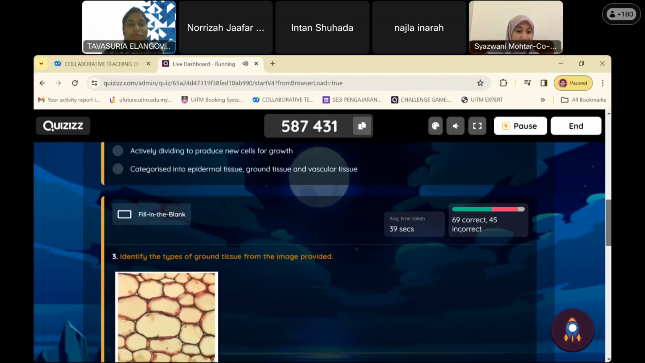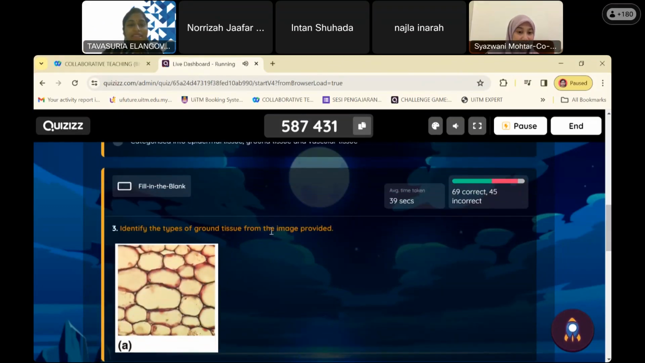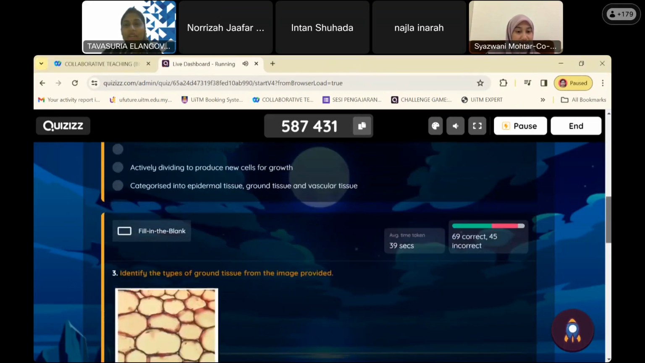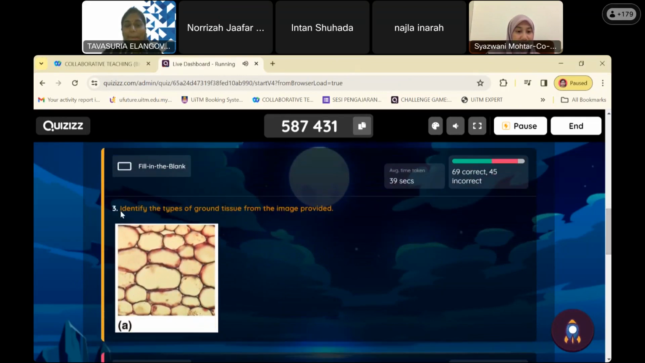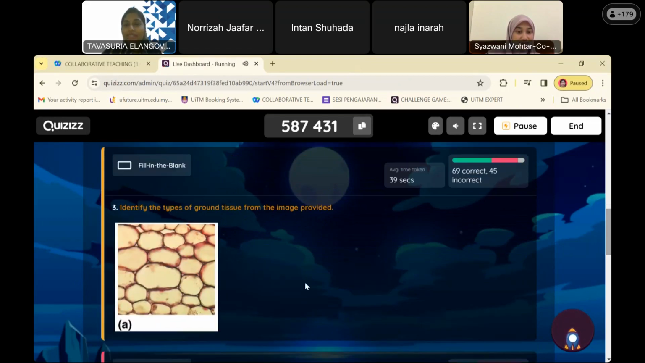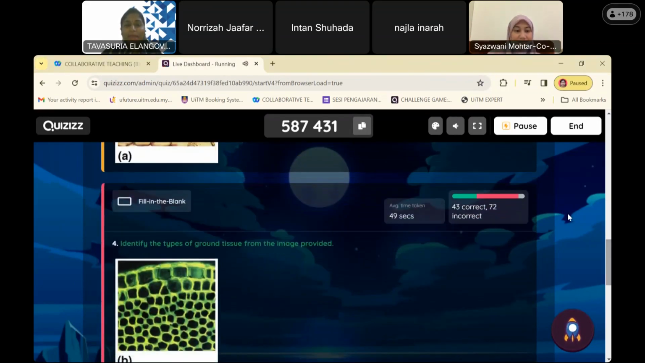Okay, number 3, fill in the blanks, based on the diagram. So 69 of them answered correctly. Okay, so what is the diagram here? The image shows what type of tissue? What type of ground tissue? Parenchyma, collenchyma, sclerenchyma. Number 3, what is the answer? Parenchyma. Okay, number 4, 43 of them answered correctly.